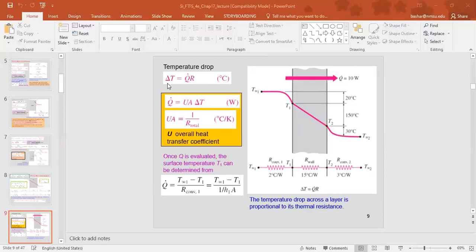So again, here delta T, how it's related, and then we introduce the concept of overall heat transfer coefficient, where the reciprocal of the total thermal resistance equals the overall heat transfer coefficient times A. The overall heat transfer coefficient is widely used, especially in the construction codes. So it's more common to see the overall heat transfer coefficient value to represent the different elements of a structure.